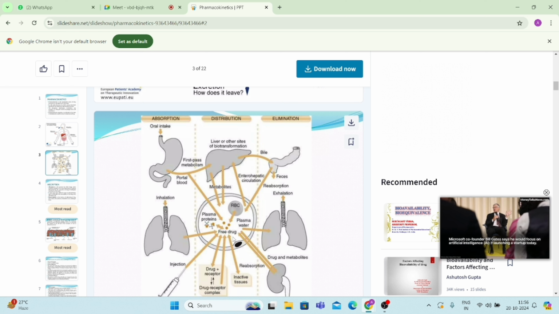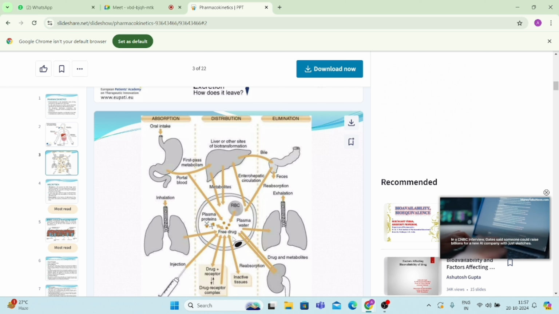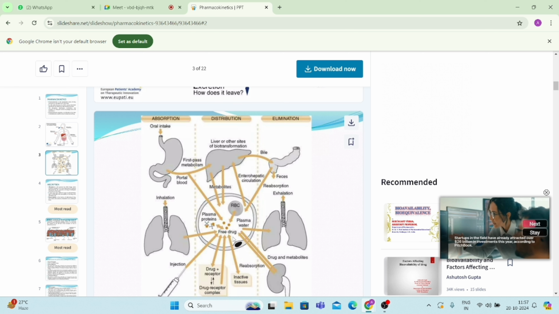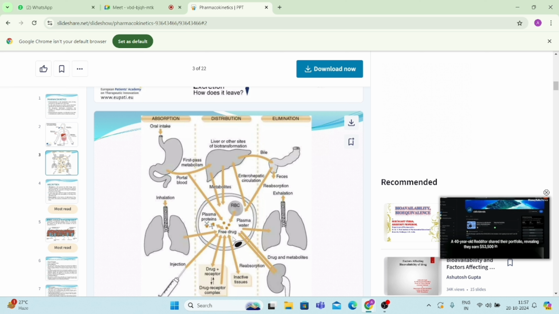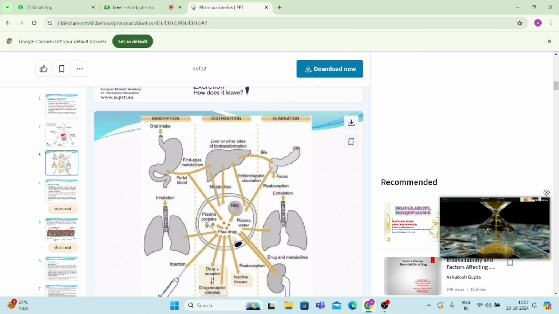Suppose we are giving 100 drug molecules. In our body, we should have 100 drug receptors or 100 drug proteins which can bind. Then only the absorption will be going on. Suppose 80% of the drug has been bound to the plasma proteins or the receptors, and the remaining 20% we call a free drug, meaning it is not bound to any tissue or proteins here.